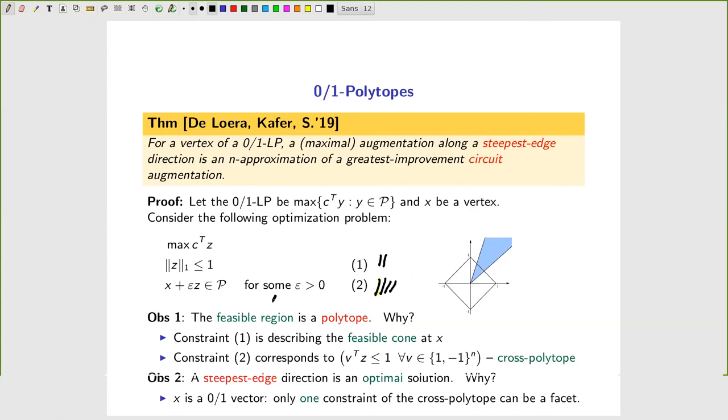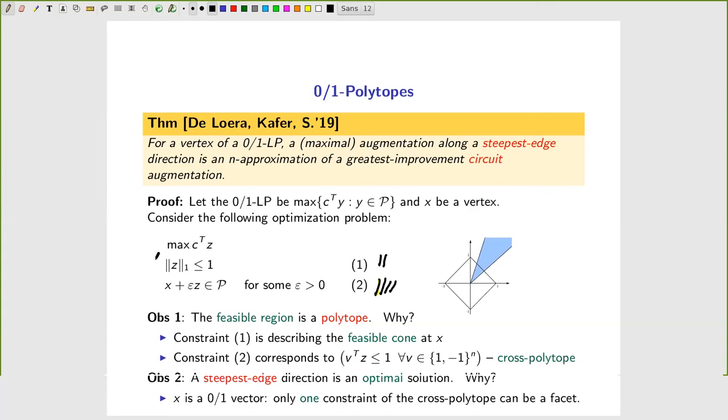So in this case, an optimal solution of this optimization problem here is going to be an edge direction. And again, it's going to be a steepest edge direction because you can assume that this is going to be equal to one. So either the optimal solution of this LP is zero, which means you don't move, and that would mean that your current X is optimal. Or if not, then you can always scale it to have a Z equal to one, and one norm equal to one. So the basic message here: a steepest edge direction is an optimal solution of this optimization problem.